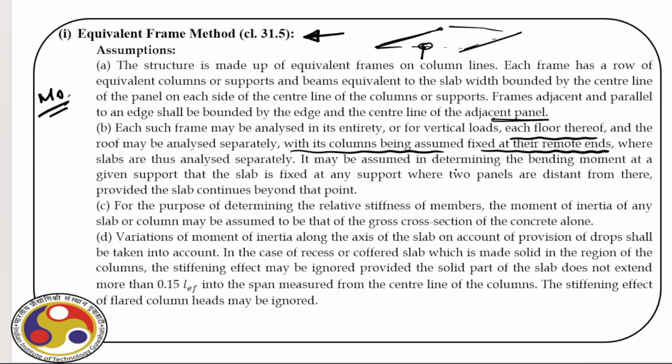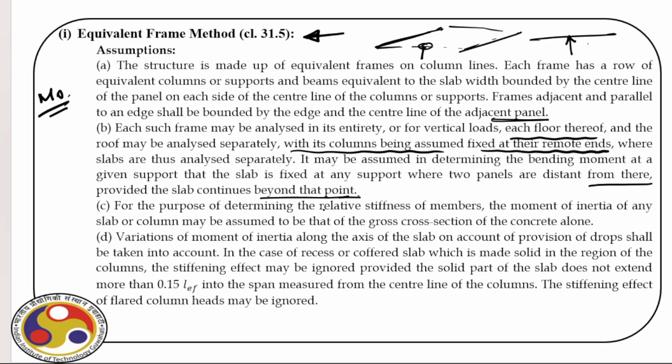Now, it may be assumed in determining the bending moment at a given support that the slab is fixed at any support where two panels are distant from there, provided the slab continues beyond that point. Okay, so this is the continuity we have seen for a beam which is continuous over the support. Similar assumptions apply here for this equivalent frame method.